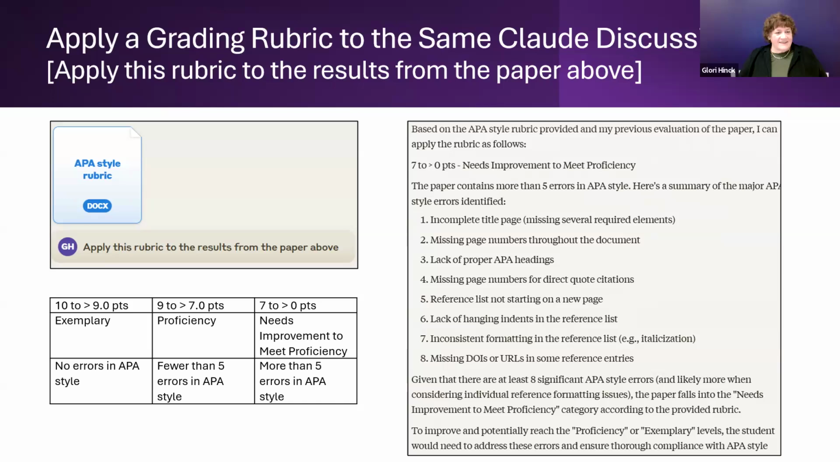Doug. Glori, can you talk a bit more about the privacy and FERPA and those kinds of things, and whether you have any kind of policies at your school?